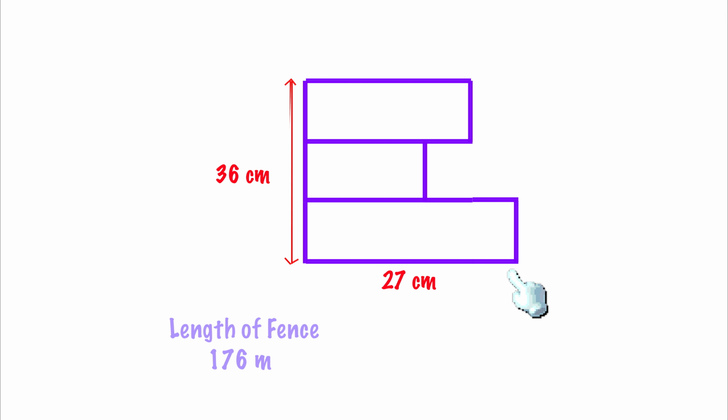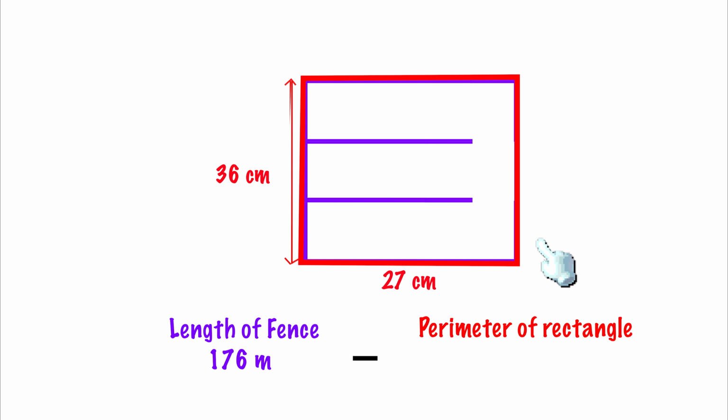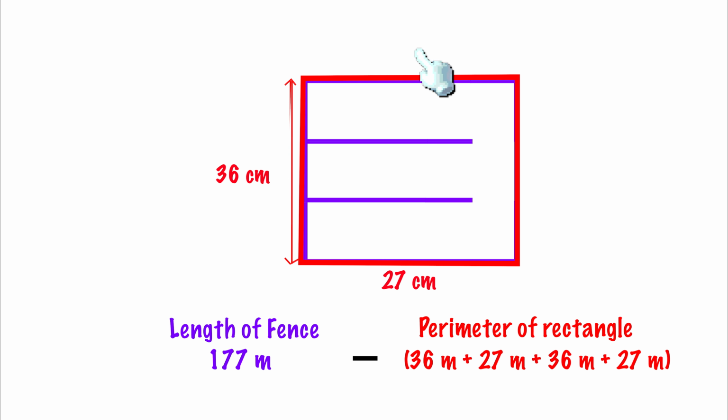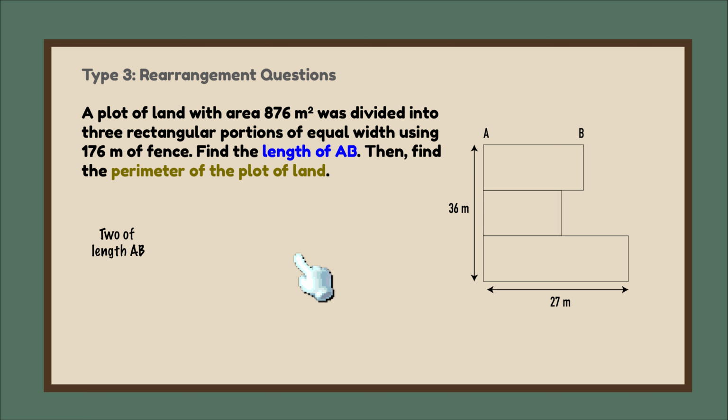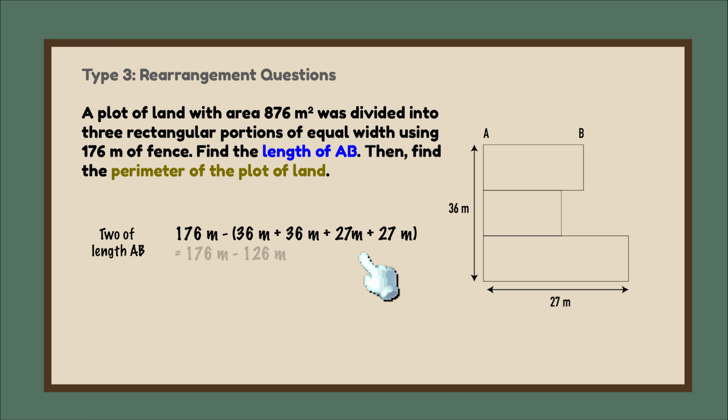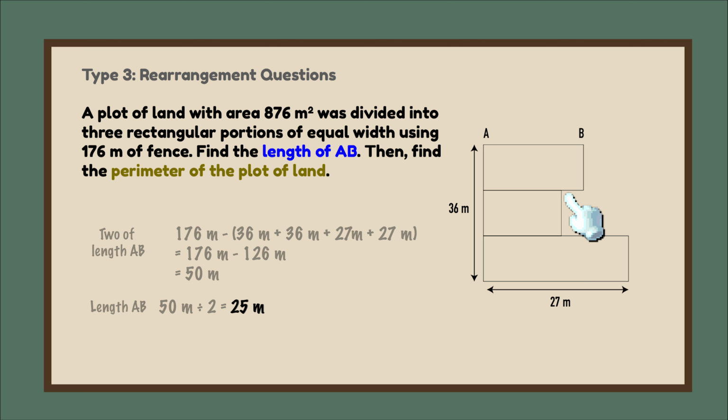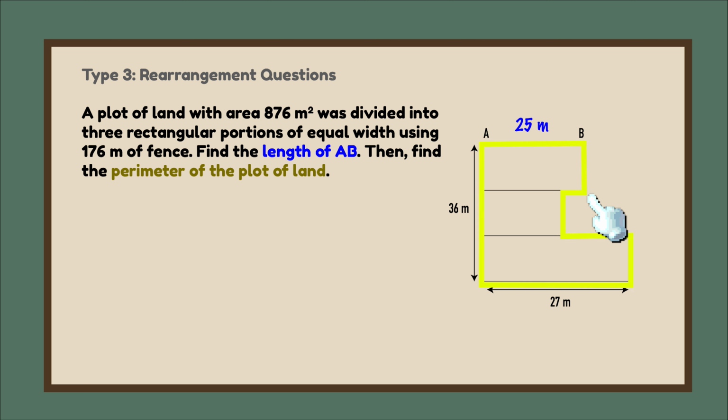Now we can take the total length of the fence and subtract from it the perimeter of the rectangle. And the result is 2 of these lengths. So now let's compute the numbers. And that gives us 15 meters. So AB is 25 meters. Great. But we're not done yet. Still have to find the perimeter.